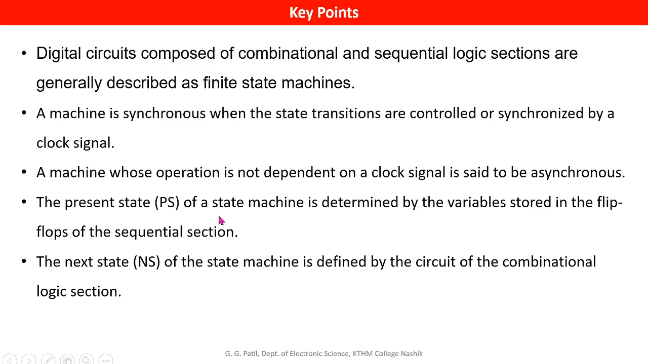Some notations are taken here. The present state, generally known as PS, of the state machine is determined by the variables stored in the flip-flops of the sequential section. The next state NS of the state machine is defined by the circuit of the combinational logic section. That is the next state.